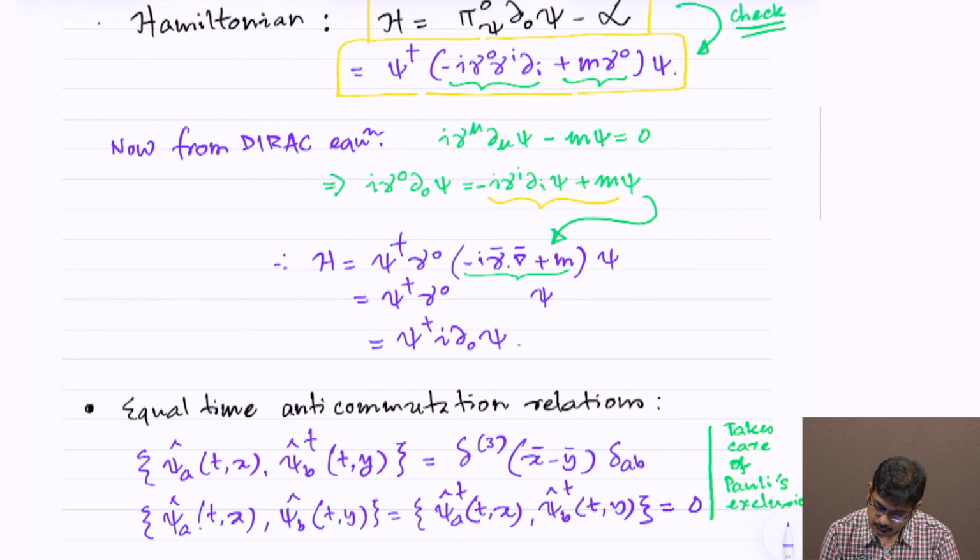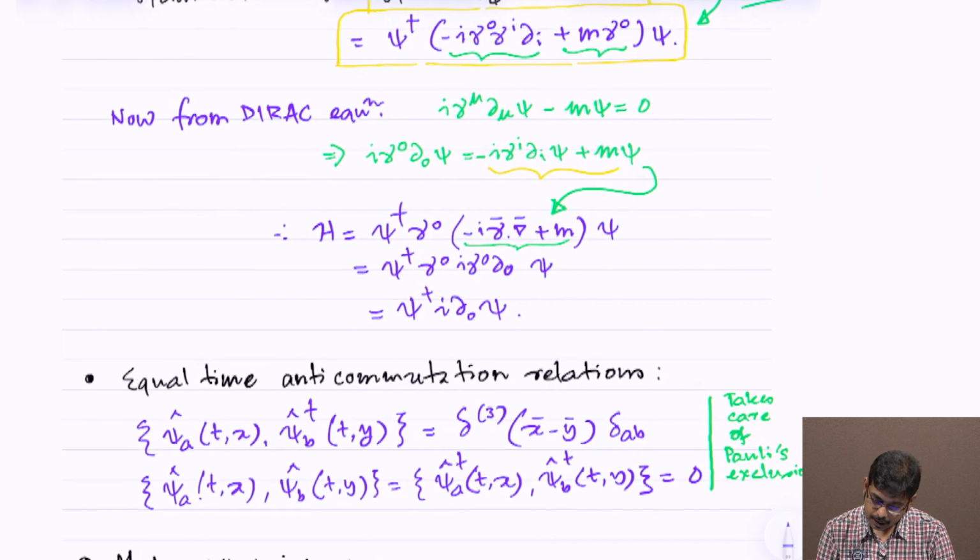This turns out to be gamma 0. So this is gamma 0, and after that again minus i gamma dot del plus m is i gamma 0 del 0, right. So, this is what you actually obtain.